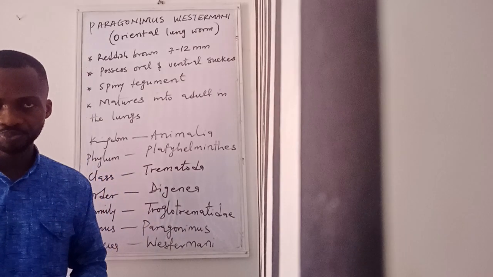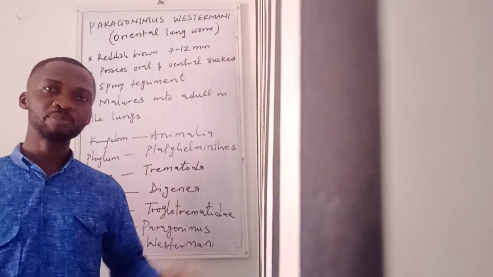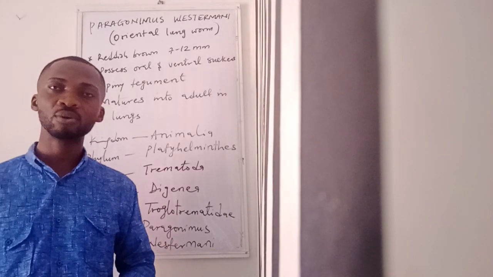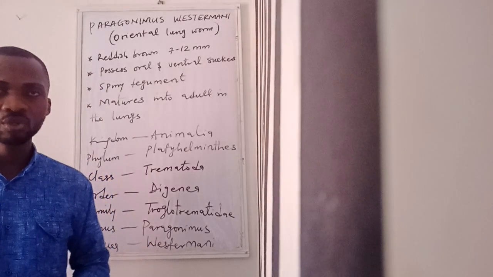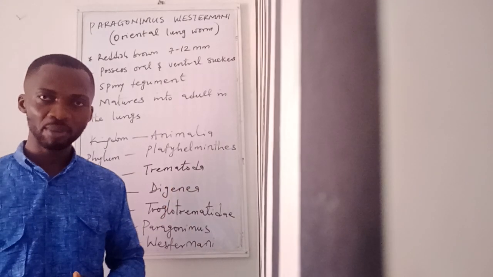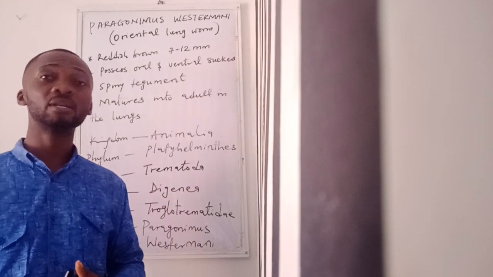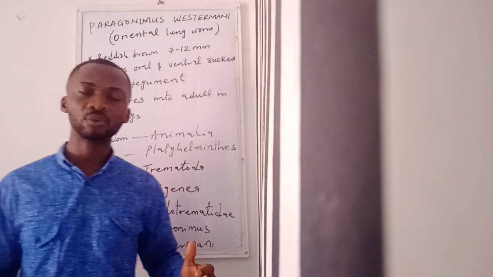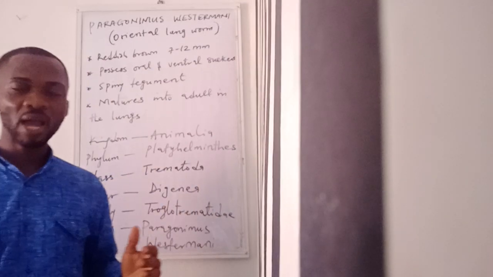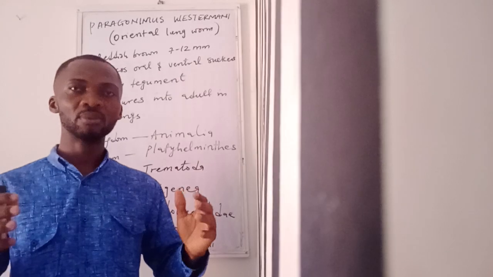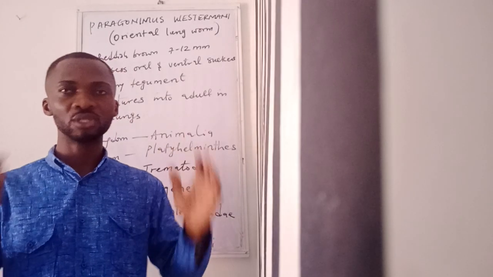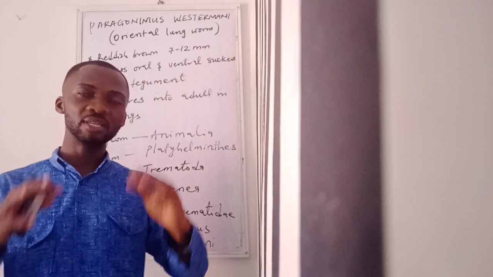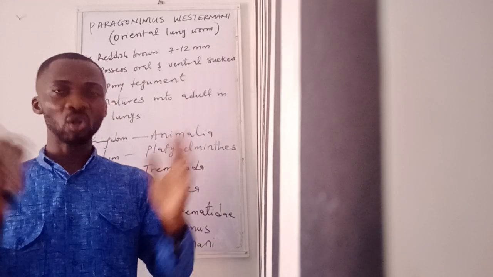to lay eggs. Now, having explained this, it is important I begin to talk about the life cycle of this parasite called Paragonimus westermani. Life cycle of Paragonimus westermani. In terms of life cycle, the adult worms, like I've explained before, are found within the lungs, and since they are found within the lungs, they lay their eggs there.